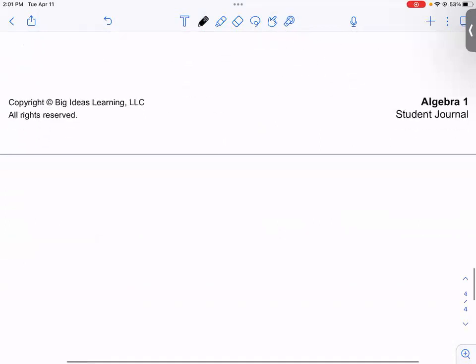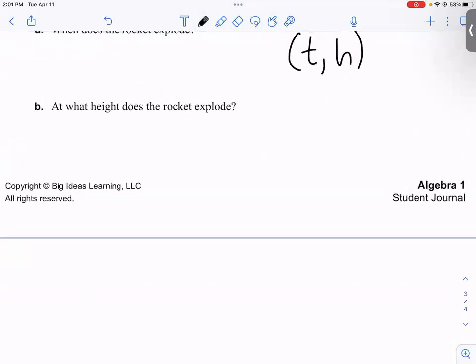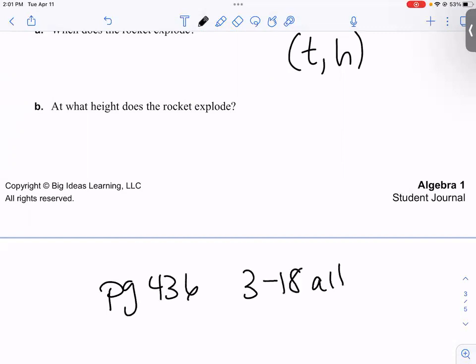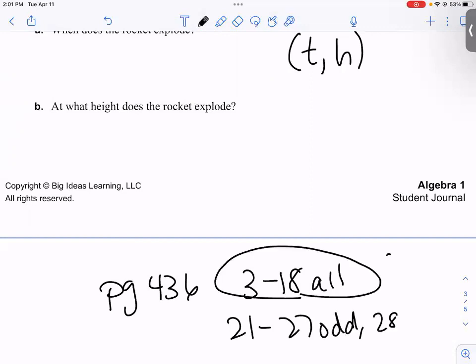On your homework tonight, you are going to see more problems in my answer key than I want you to do. So your homework is on page 436, and it says 3 through 18 all. It says 21 to 27 odd and 28, but here I want you to do just the odd problems. Are you okay with that? Me scaling it back? If you want to do all of them, that's fine. I'll put the reminder in Google Classroom when I post it. Now you can catch up. Okay, but I'm gonna scale the homework back a little bit.